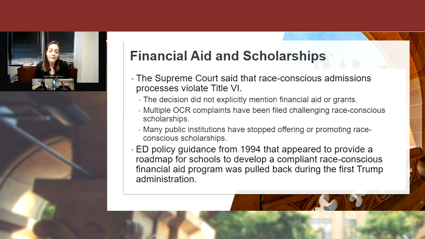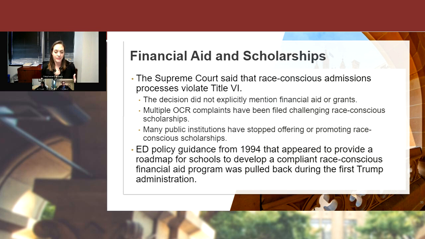Okay, so talking about financial aid and scholarships. As I mentioned, in the SFFA case versus Harvard and UNC, the Supreme Court said that race-conscious admissions processes violate Title VI. So the case itself did not discuss anything else that might be related to the admissions process. So that is scholarships, financial aid, those types of things. However, we've seen multiple OCR complaints be filed that are challenging race-conscious scholarships. And many public institutions have stopped offering or promoting race-conscious scholarships.